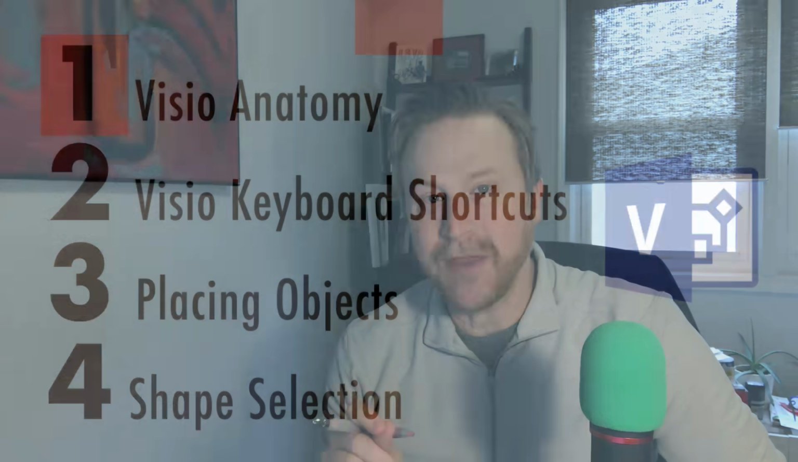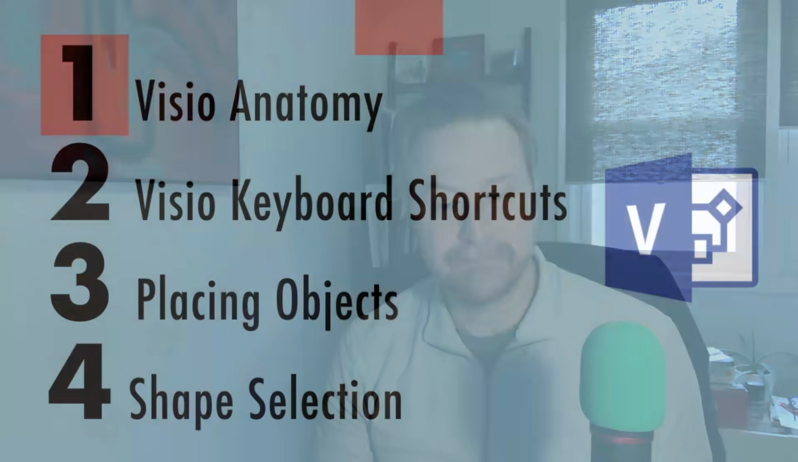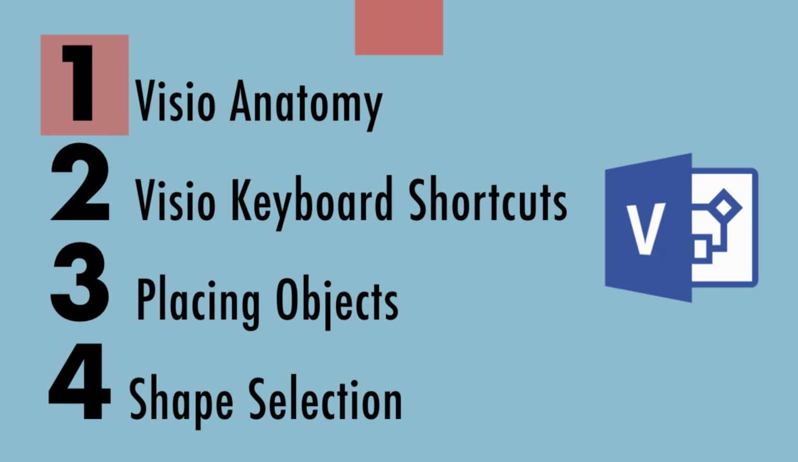Visio can be a little bit quirky when compared to other Office applications. So in this lesson, we'll look at the basic anatomy of the Visio interface, some critical keyboard shortcuts that are specific to Visio, how to place shapes on your drawing using the dynamic grid, and some techniques for selecting shapes. By the end, you'll have a firm grasp of some of the essential skills you'll need to get started with Visio. So we'll start with the application window itself.